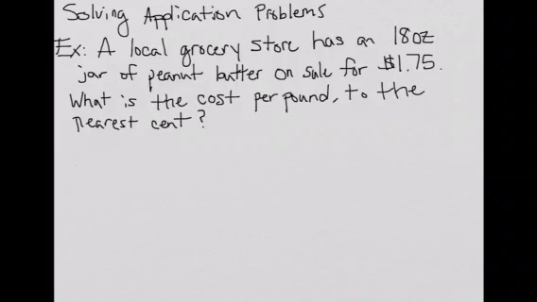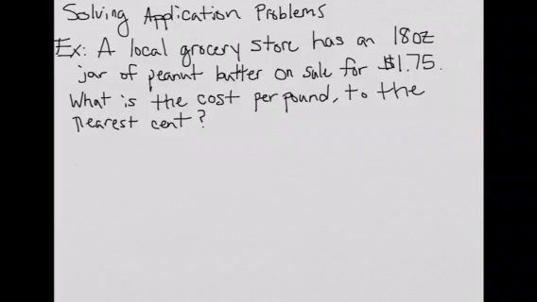Alright guys, so here we have an application problem dealing with the U.S. measurement system. So it says a local grocery store has an 18-ounce jar of peanut butter on sale for $1.75. We want to find what is the cost per pound for this jar of peanut butter. And again, since we're talking about money, we always want to round to the nearest cent.